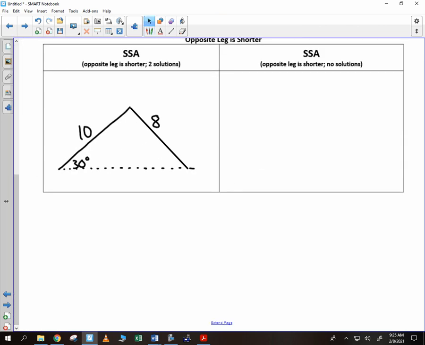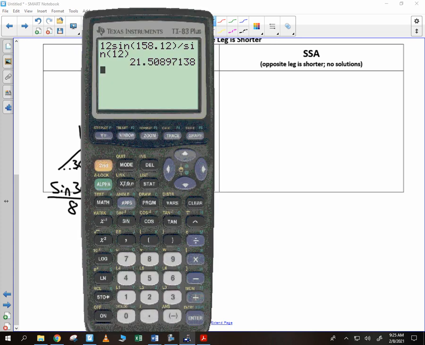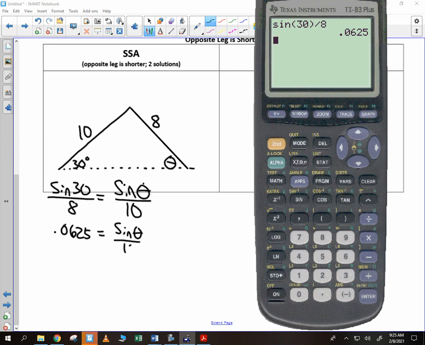As you have this set up, you would say the sine of 30 divided by 8 is equal to the sine of, we'll call this theta, sine of theta divided by 10. As we set that up and solve it, take out my handy dandy calculator. And I get 0.0625 is equal to sine of theta over 10. When I multiply both sides by 10, I get 0.625 is equal to the sine of theta.